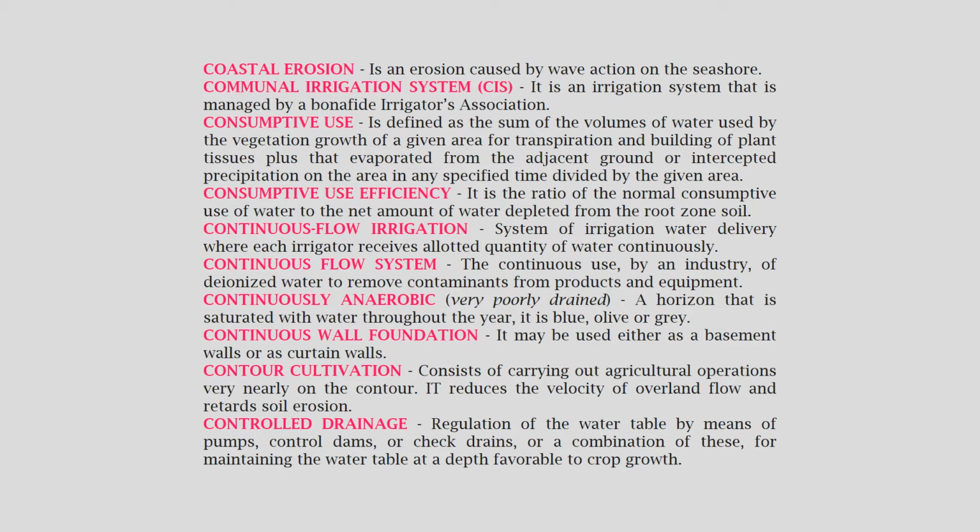Continuous wall foundation. It may be used either as basement walls or as curtain walls. Contour cultivation. Consists of carrying out agricultural operations very nearly on the contour. It reduces the velocity of overland flow and retards soil erosion.